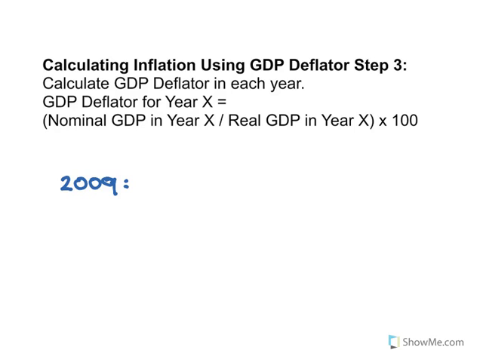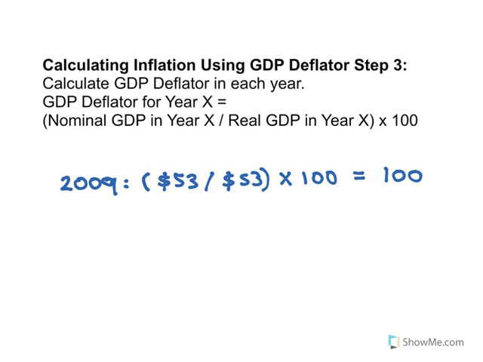And so how would I show this? Nominal GDP in 2009 was $53. The real GDP was also $53. And then I multiply that by 100. And so the GDP deflator in the base year of 2009 is 100. So we're basically on floor 100. That's the price level we're at.